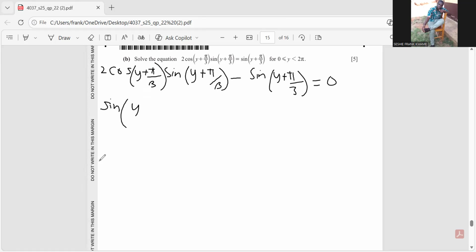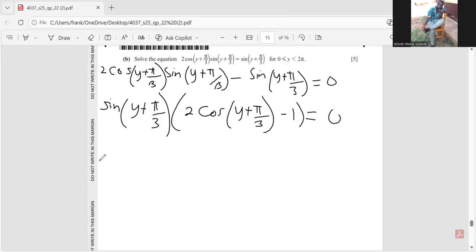Sine y plus pi/3. Then if you divide the first term by that, you're going to get 2 cos y plus pi/3. Then that should be minus, here becomes 1. Should be equal to 0. So if this is equal to 0, then the first one can be equal to 0, second can be equal to 0. So sine y plus pi/3 should be equal to 0.